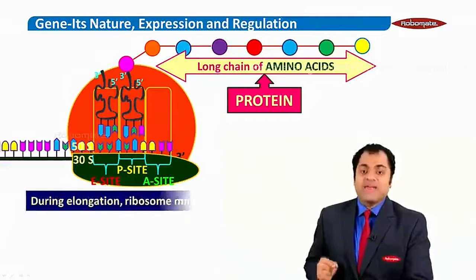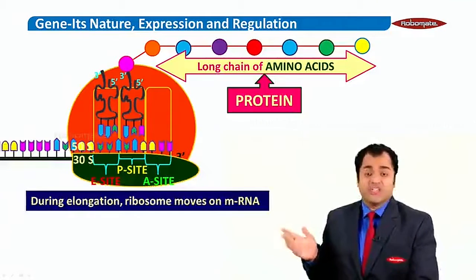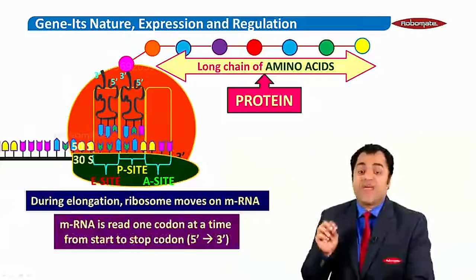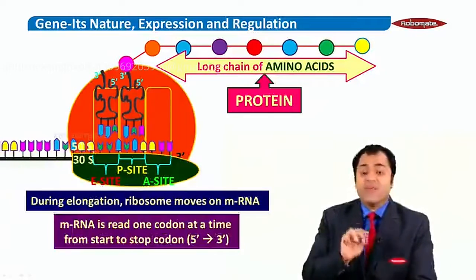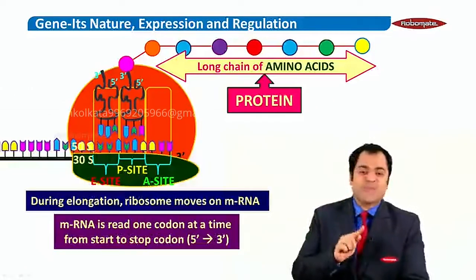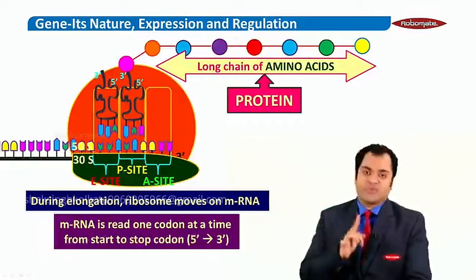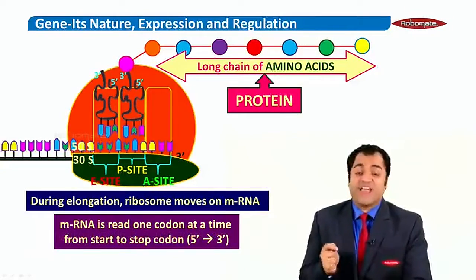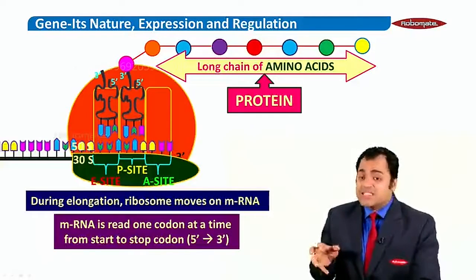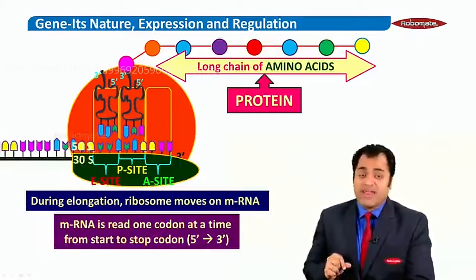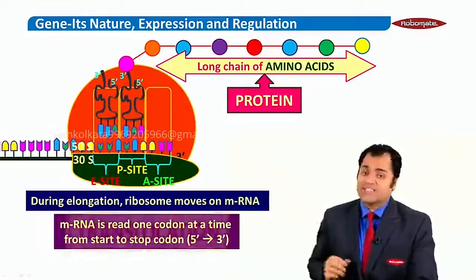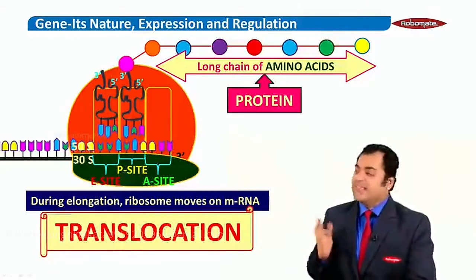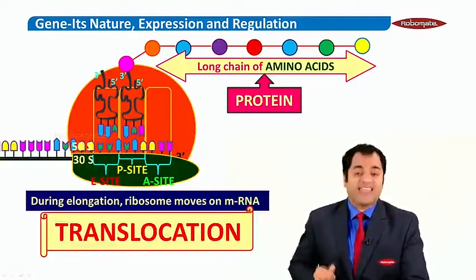And remember, during elongation, the ribosome moves on the mRNA, and the mRNA is read one codon at a time, from start codon to stop codon, in the 5' to 3' direction, because you know that the polarity of the genetic code is 5' to 3'. And this movement of the ribosome on the mRNA is called translocation. And this entire step is called the step of elongation.